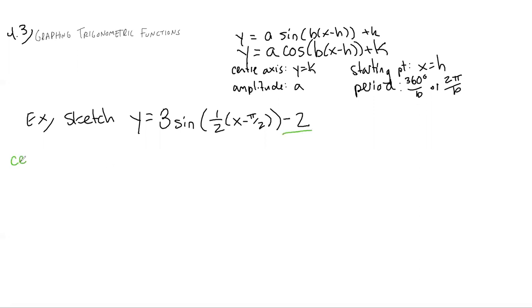So my center axis is going to be at y equals -2. And then my amplitude is the multiplier, the a out front. So my amplitude is a equals 3. And then I can grab the other information as I go. My starting point is going to be at x equals pi over 2.